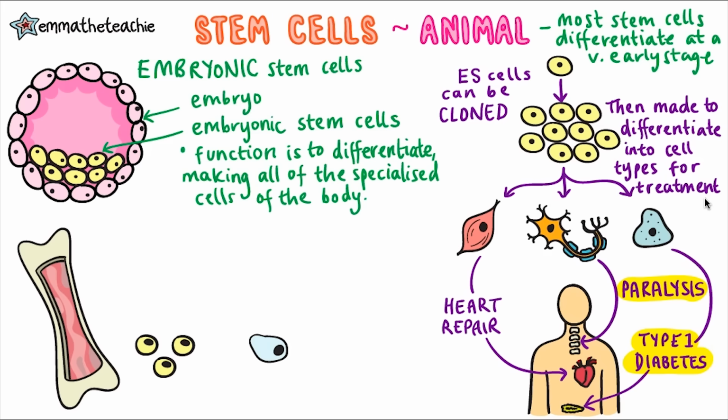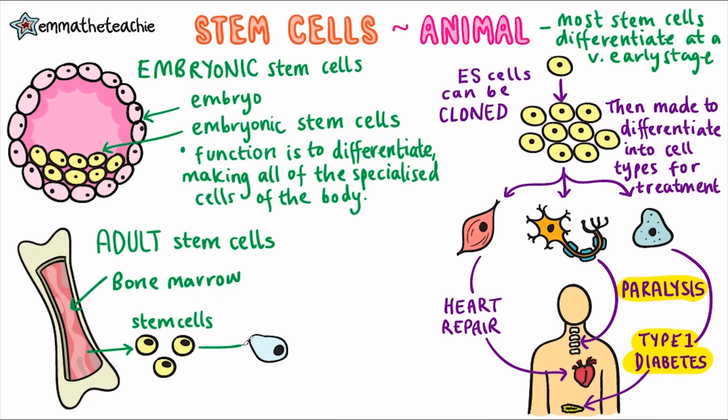Although most animal stem cells differentiate at the early stage of development, there are some that remain into adulthood. We call these adult stem cells. One place where adult stem cells are found is in the bone marrow. These stem cells can differentiate to form many other types of cells, including blood cells. For example, they could differentiate to make white blood cells and red blood cells. Adult stem cells are more limited in their uses, as they tend to only make a small number of different cell types, whereas embryonic stem cells can make almost any cell in the body.